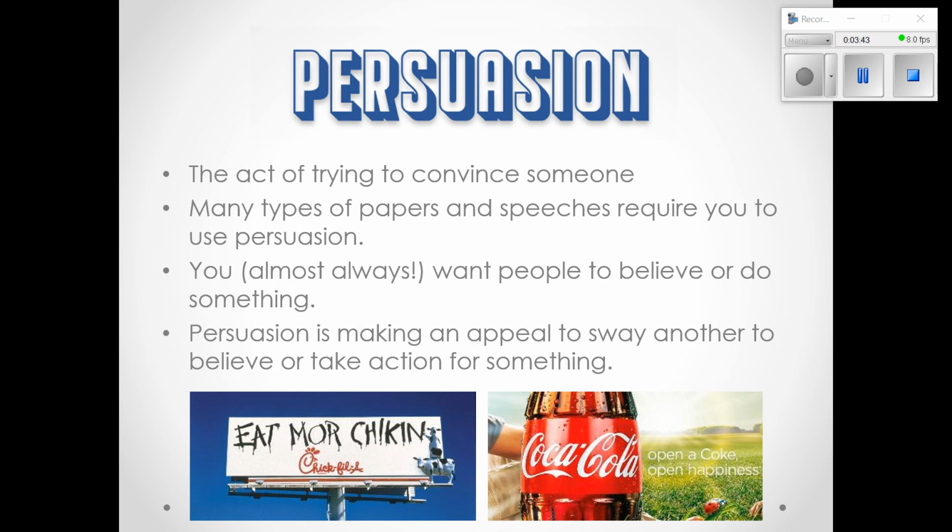Even if it's not advertisement, you use persuasion all the time at home when you're trying to convince your parents to let you do something, when you're trying to get your parents to buy you something, when you're trying to get your friend to go hang out with you. Okay, you use persuasion methods all the time, even if you don't realize that that's what you're doing.